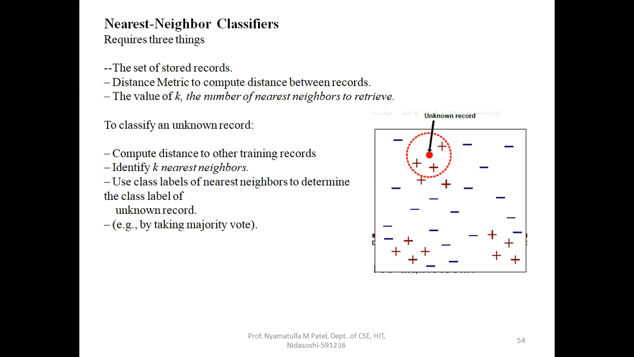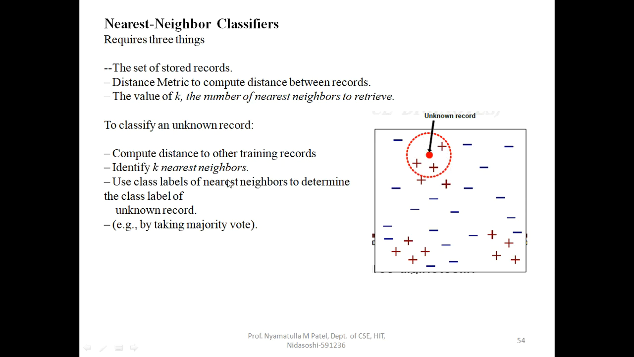One is the set of stored records. Then the distance matrix to compute distance between the records, meaning the Euclidean distance between different points, that is the Euclidean distance between all these points. Then the value of k, that is, how many nearest neighbors are considered.